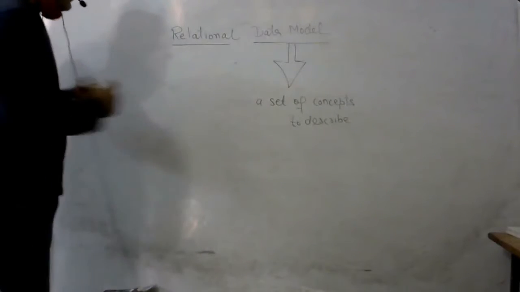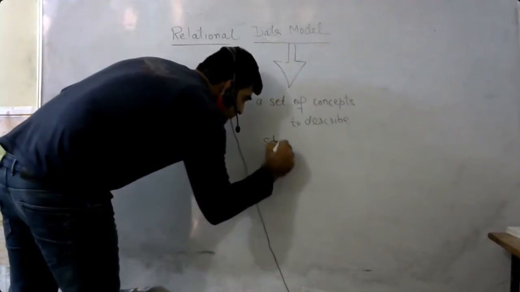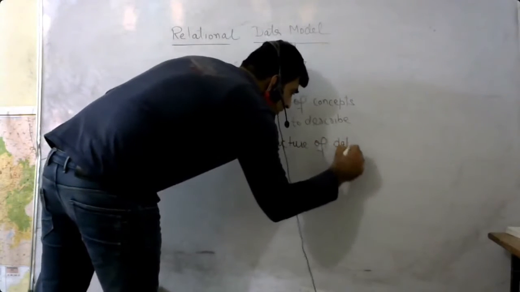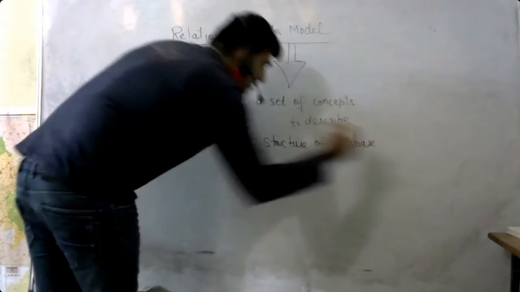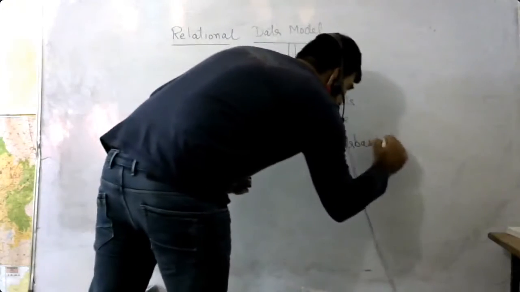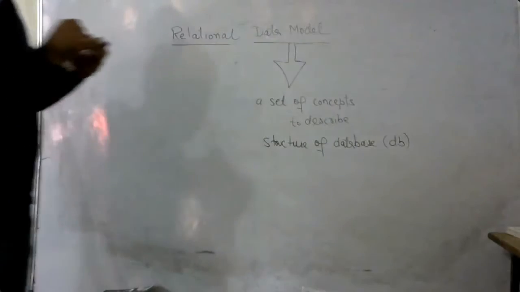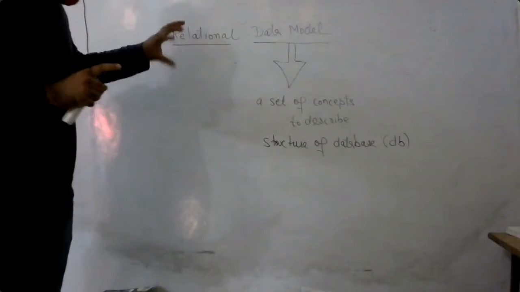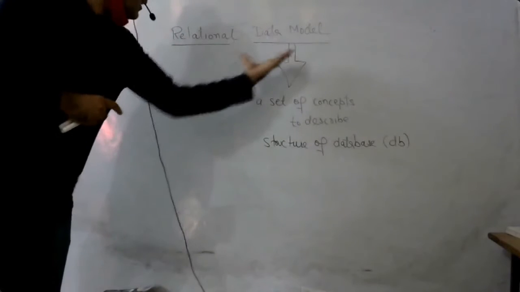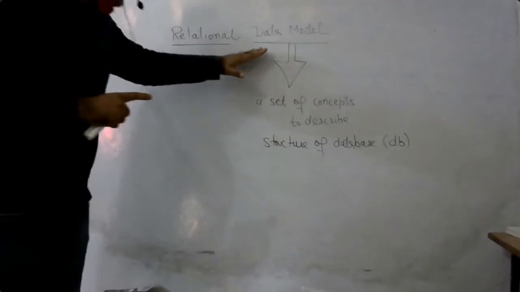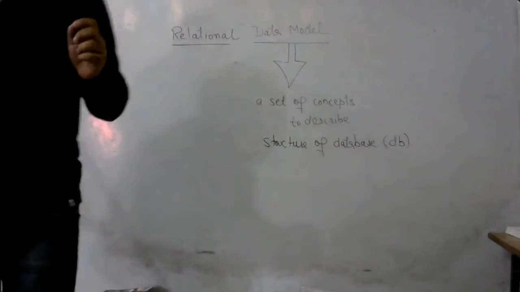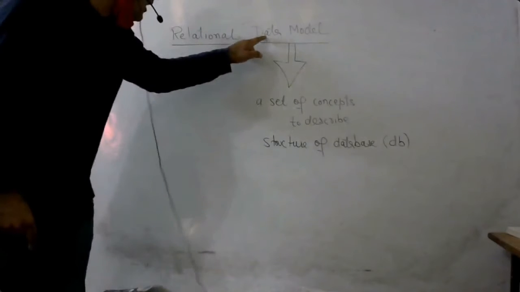I'm writing here the definition. A data model is a set of concepts to describe the structure of database. Whenever I say database, in future I will write DB. DB means database, shortly. So what is a data model? If someone asks you what you mean by data model, because we should break the heading first to understand the topic in a detailed manner, a data model is a set of concepts for what? To describe the database.